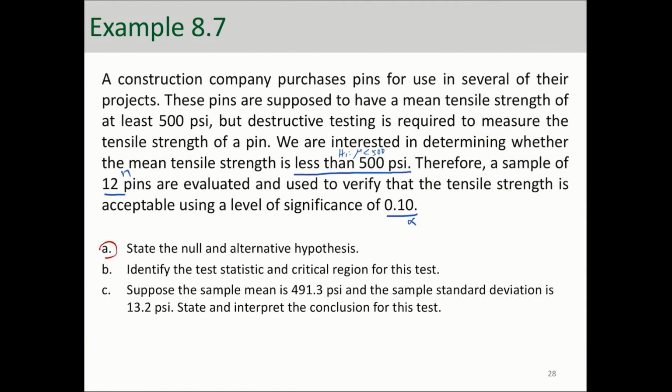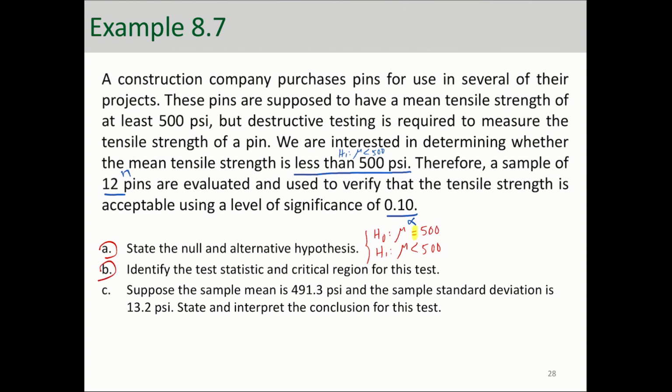Part A, state the null and alternative hypothesis. So that's the first step. H naught, or null hypothesis, is mu is equal to 500, and alternative hypothesis is mu less than 500. And again, I want to re-emphasize that your null hypothesis always has the equal sign.